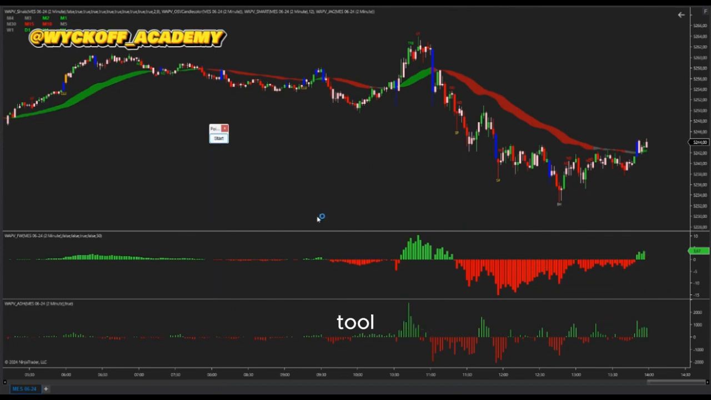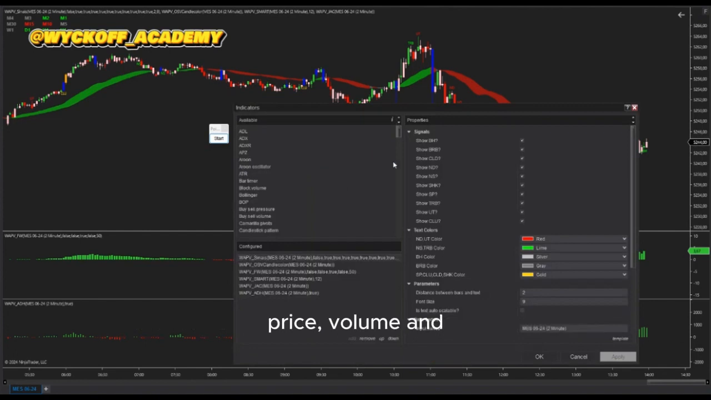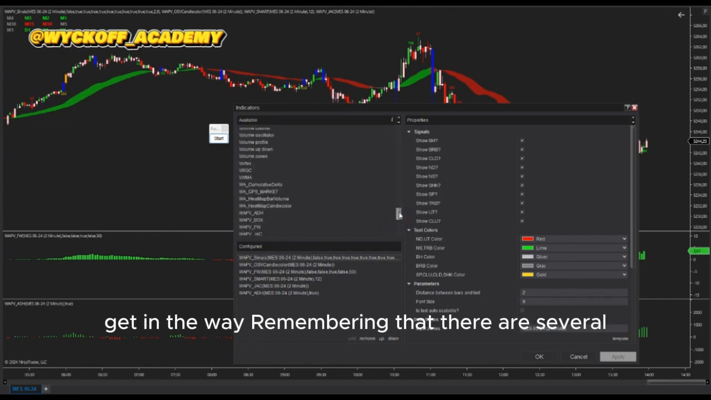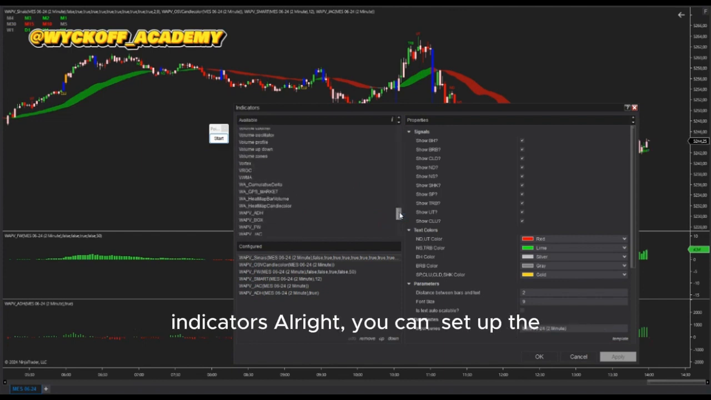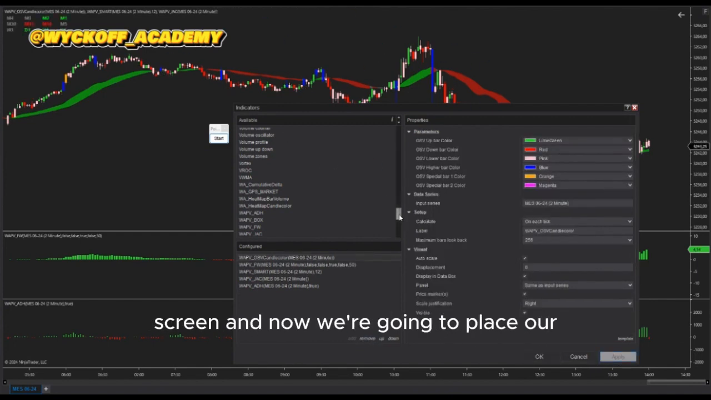Okay, and now we're going to show you another tool that involves everything, right? That involves price, volume, and delta. I'm going to remove the signals so as not to get in the way, remembering that there are several indicators. You can set up the layout you want here in NinjaTrader. You can leave the signal you want, whether it's the bag hold, the top reversal bar, the checkout, the spring, or the upthrust. You choose which signal you want to leave at first. We leave them all marked. So we come here now, click remove, right? Let's apply so it's already off the screen.